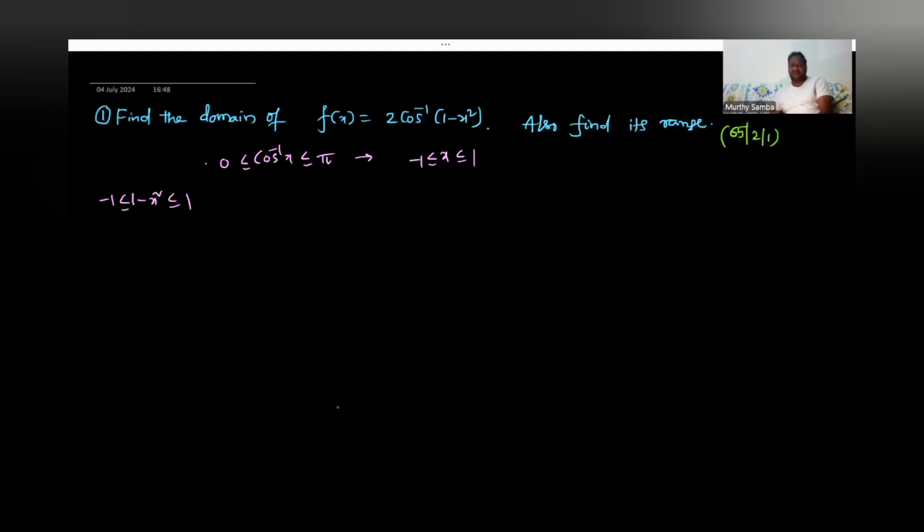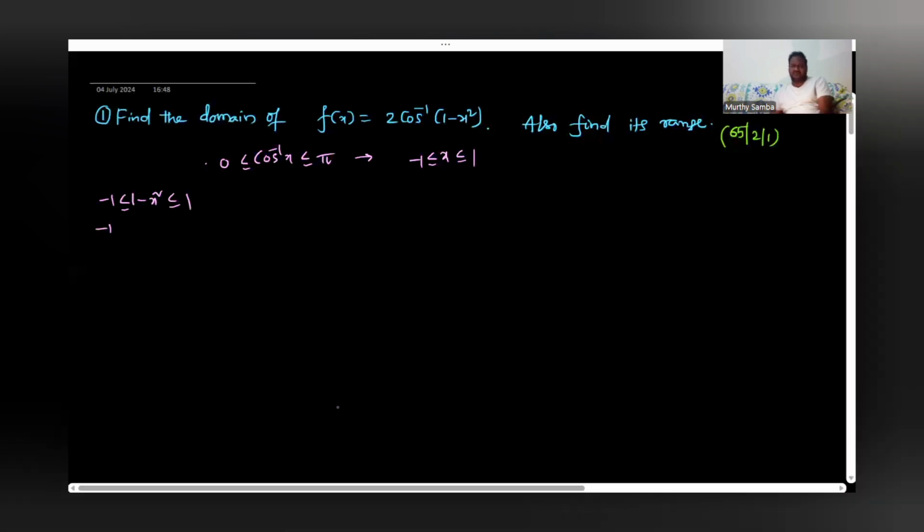For that, say this is 1 minus x square. First of all, you have to remove this 1, so you subtract 1 throughout. -1 less than or equal to 1 minus x square, less than or equal to 1. Subtracting 1: -2 less than or equal to minus x square less than or equal to 1 minus 1, which is 0.